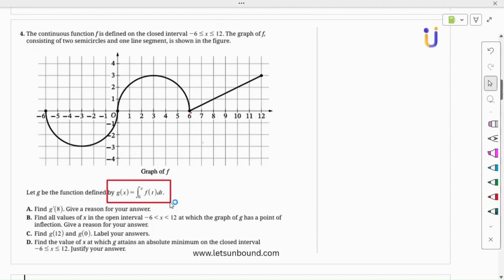Find g prime of 8. Give reason for your answer. Find all values of x in the open interval at which the graph of g has a point of inflection. Find g of 12 and g of 0. Label your answers. Find the value of x at which g attains an absolute minimum on the closed interval. Justify your answer. Okay, so let me break it down for you.